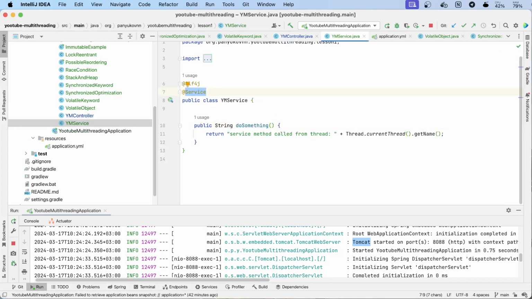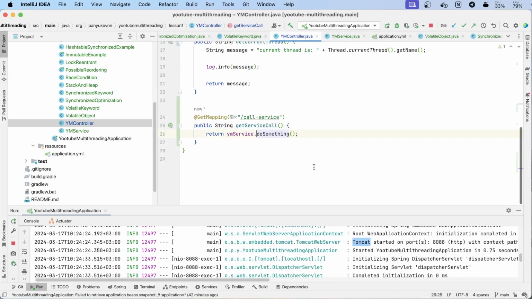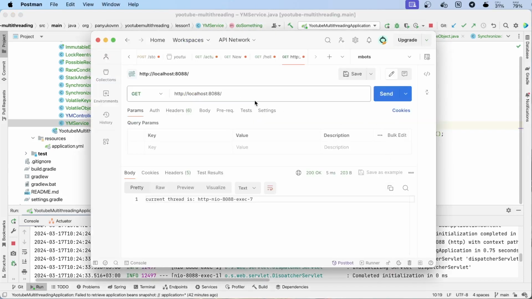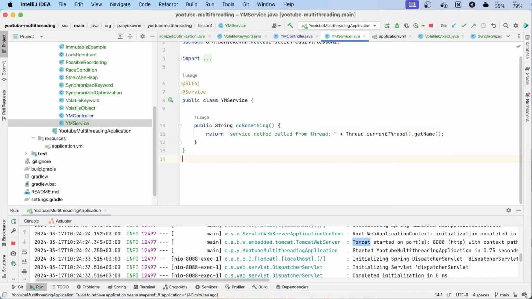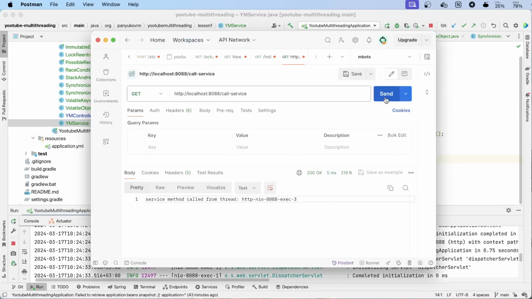As we know, in Spring components are singletons, like services, repositories or controllers. It means that these classes have only one instance for the entire project. Let's call this endpoint of the controller a couple of times. As we can see, the method doSomething was called from different threads. Let me show it to you again. It is called every time in a different thread.